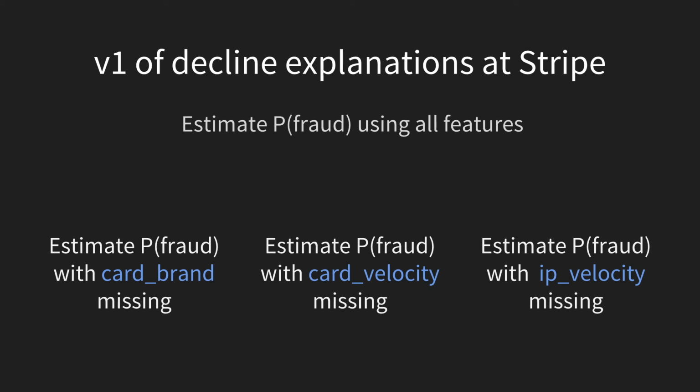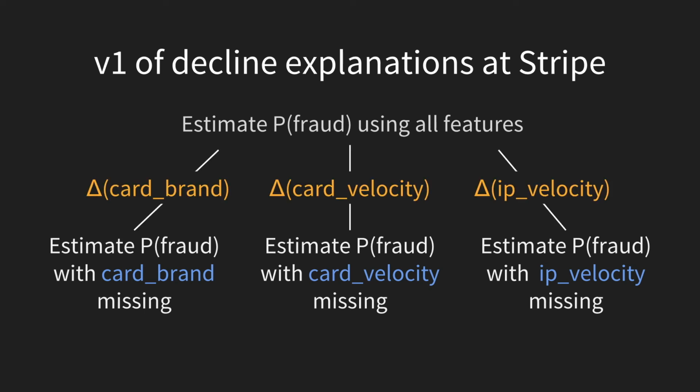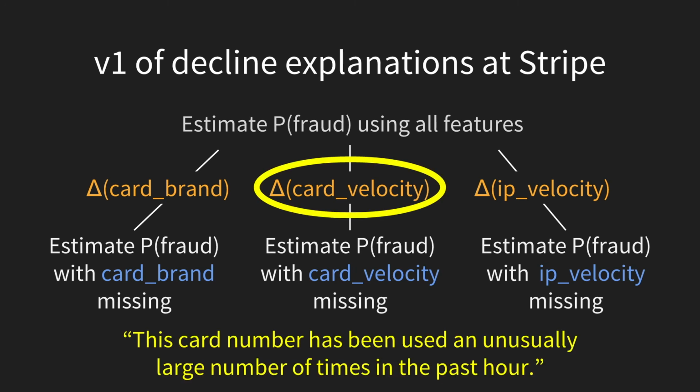So, estimate the fraud probability if we didn't know the card brand, if we didn't know the velocity, how many times the card had been used recently, and if we didn't know the IP address behavior recently. So we basically got these theoretical estimates of fraud probabilities. Then we'd calculate the delta between the real estimated probability and what we would have thought the fraud probability was without those features. And the feature with the biggest delta is the feature that we said would compose the explanation.